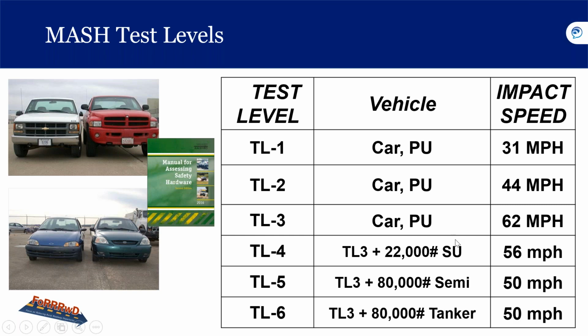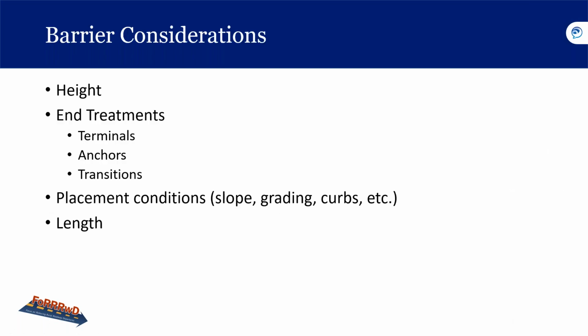Okay, so the new MASH includes a new barrier for slopes, fixed objects, medium barrier, and upgrading existing hardware. Okay, so there are different considerations for different barriers. They look at height. What is the height that's needed? What end treatments are needed, from terminals, anchors, and transitions?